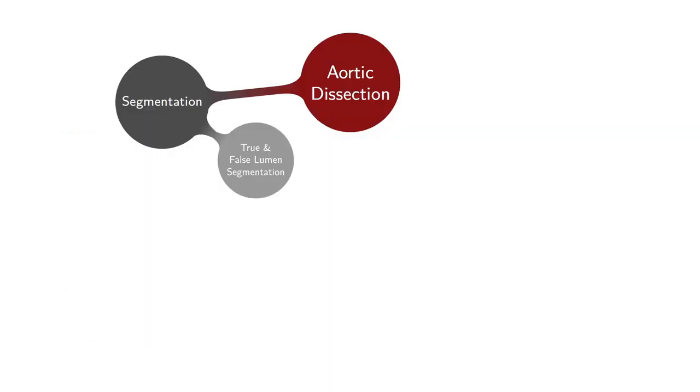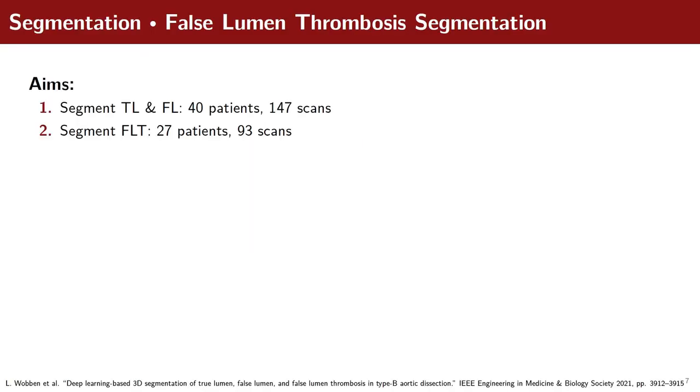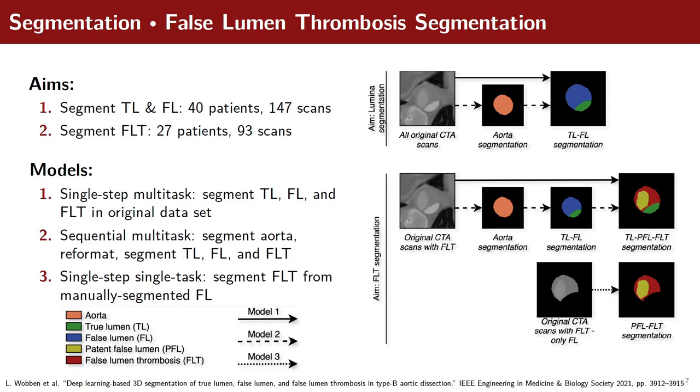Once we had labeled the true and false lumen, we also segmented the false lumen thrombosis. We had two aims. First, again segmenting true and false lumen, and second, segmenting false lumen thrombosis. For that reason, we developed three models. The first model is a single-step multitask model to segment the true lumen, false lumen, and false lumen thrombosis in the original dataset. The second model is a sequential model that localizes the aorta, creates a reformatted volume along its center line, segments true lumen, false lumen, and false lumen thrombosis, and transforms the results back. The third model is a single-step, single-task model that segments false lumen thrombosis directly from the manually segmented false lumen mask.